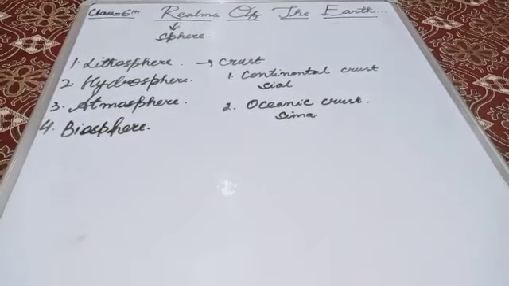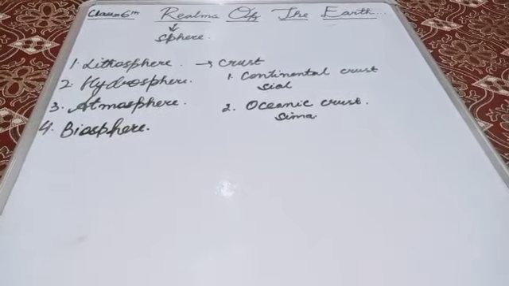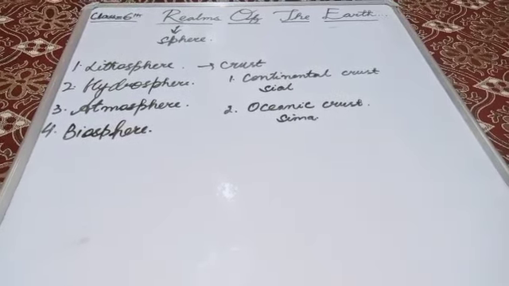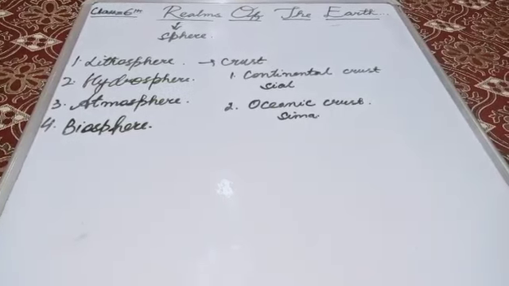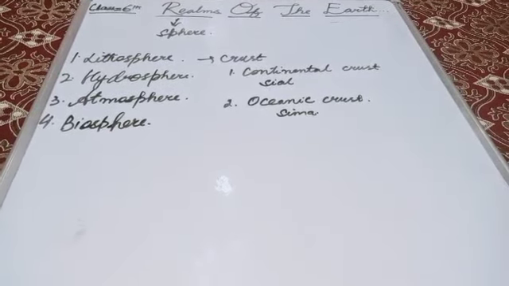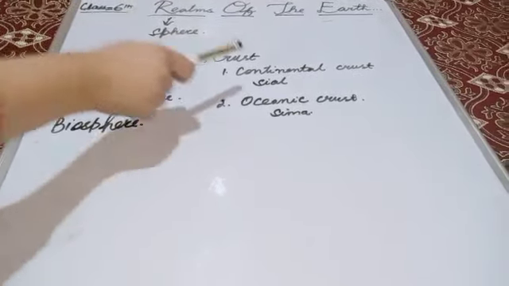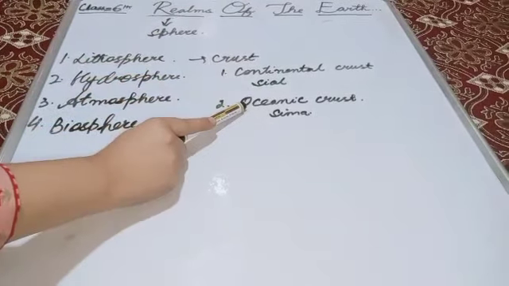Lithosphere is the outermost solid layer of the Earth. It is also known as crust. All the things, continents, oceans, plains, plants, animals, plateaus, all are present on this lithosphere. This crust has two main layers. One is known as continental crust, other is known as oceanic crust.